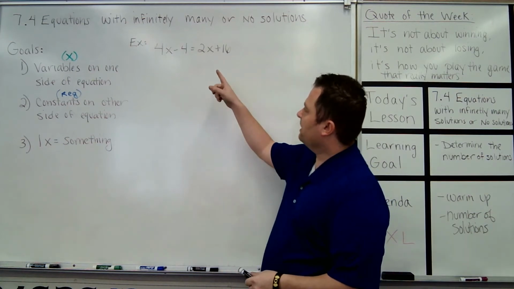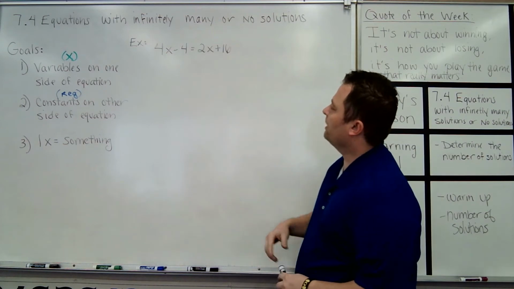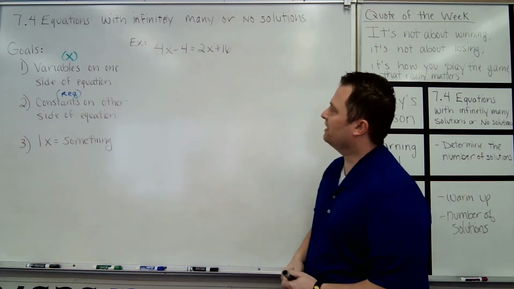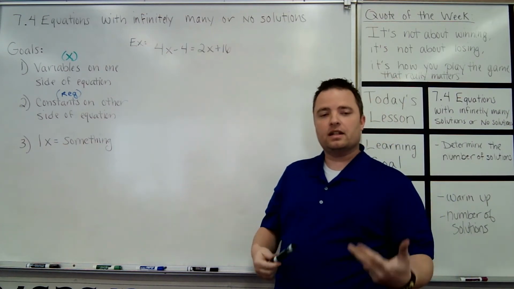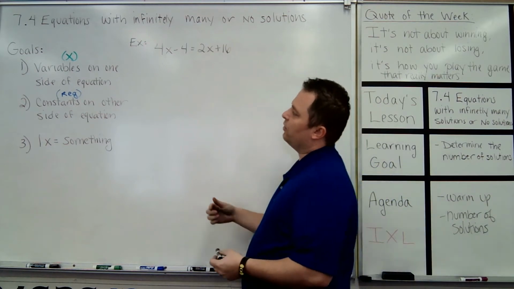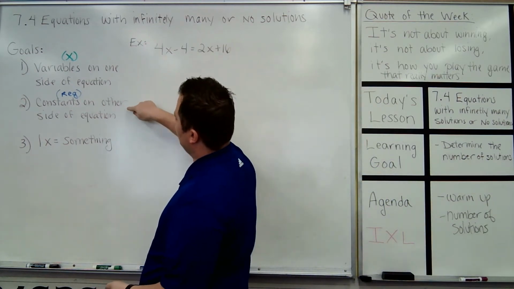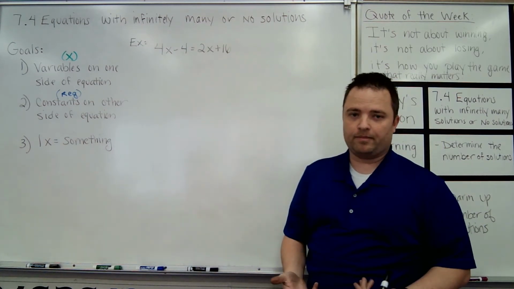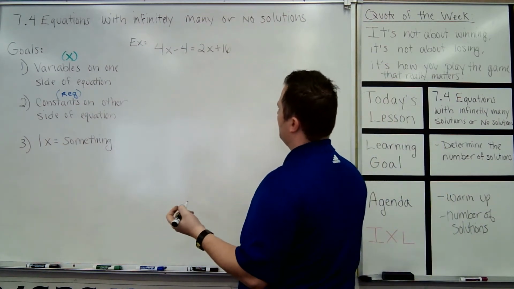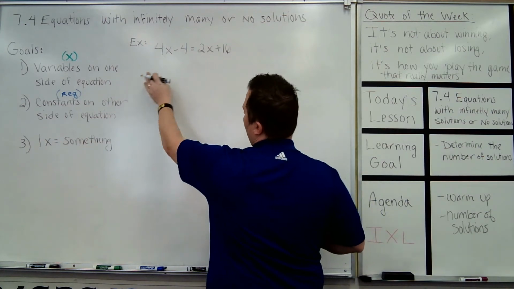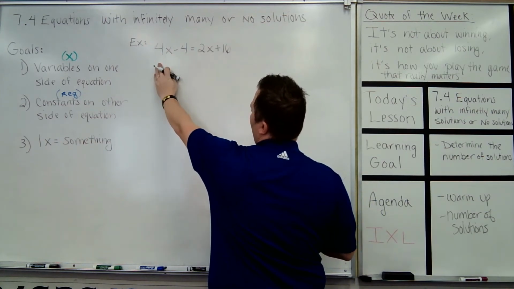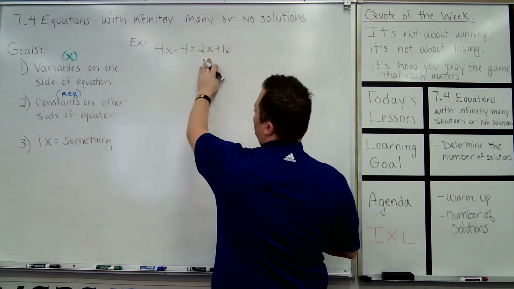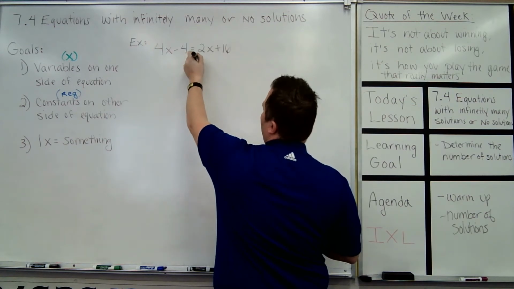Let's take, for example, this 4x minus 4 is equal to 2x plus 16. Okay, we've seen samples of this before. Once again, our goals are to get variables onto one side, get the constants onto the other, and then get down to where 1x is equal to something. So I have my choice. I can either start with the variables. I could take away 2x or I could take away 4x. I believe I'm taking away 2x because I like to deal with positive numbers. So let's deal with the variables first.